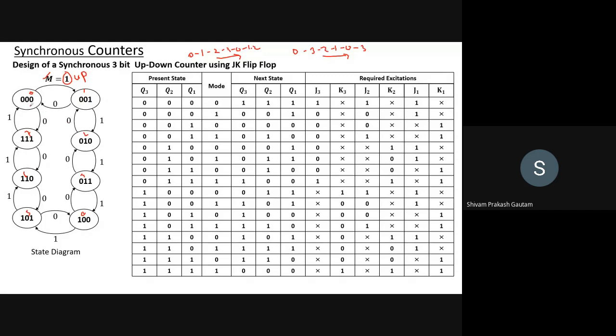Now see, when we are going downwards from 0 to 7, you can see the direction of the arrow as well, from 7 to 6, 6 to 5, 5 to 4, 4 to 3, 3 to 2, 2 to 1, and 1 to 0 again. In this case, the value of m is 0, or you can say it is a down counter, right? So in the same diagram, we have seen the up counter and down counter by declaring one more variable, that is m.